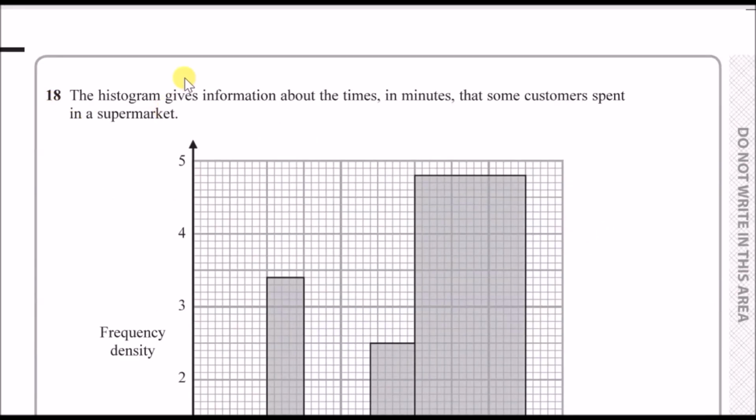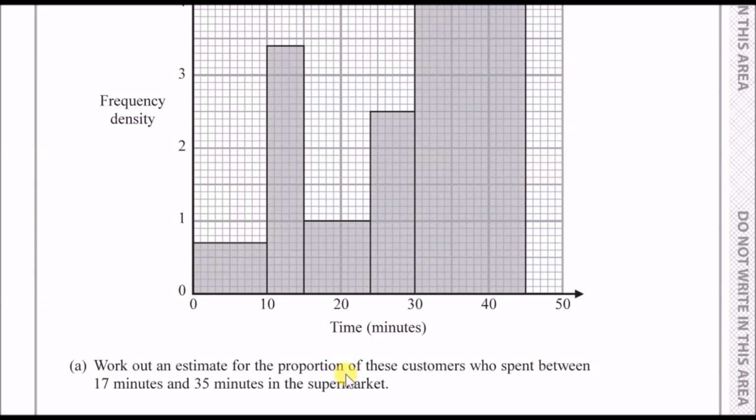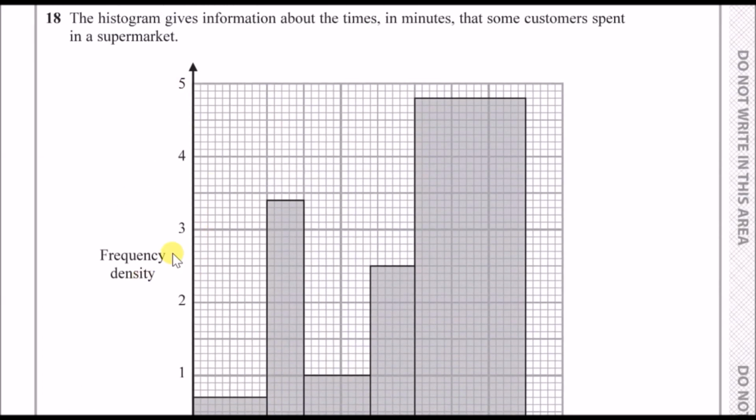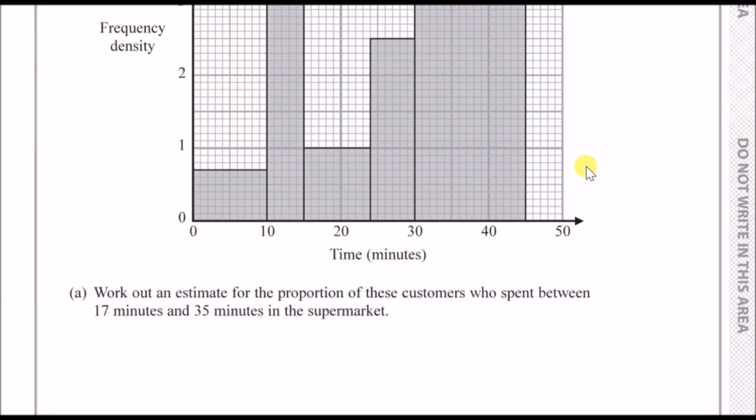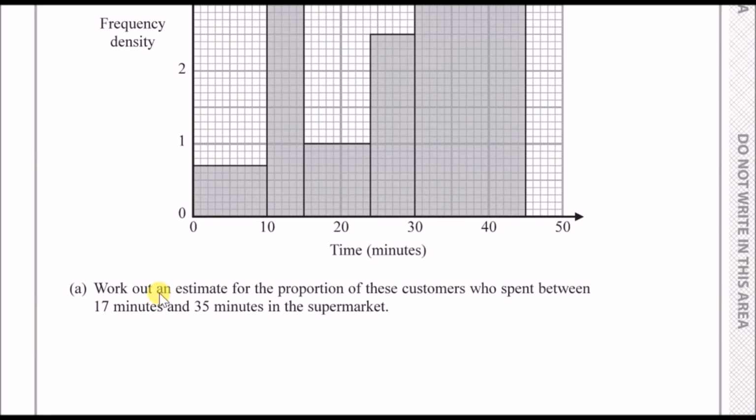Alright, 18. The histogram gives information about the times in minutes that some customers spend in a supermarket. Okay, so on the x-axis we've got the time spent in minutes, and on the y-axis we've got the frequency density. And if you look at each of these blocks, this is the number of customers. So once you work out the area, then we know how many customers spent under a certain time period. Now for part A, they want us to work out an estimate for the proportion of these customers, so in other words a fraction, who spent between 17 and 35 minutes.